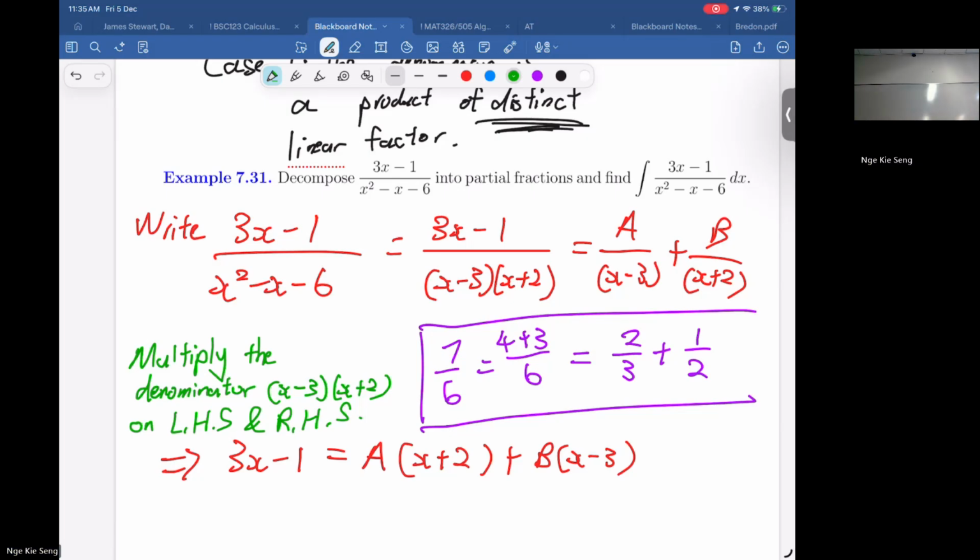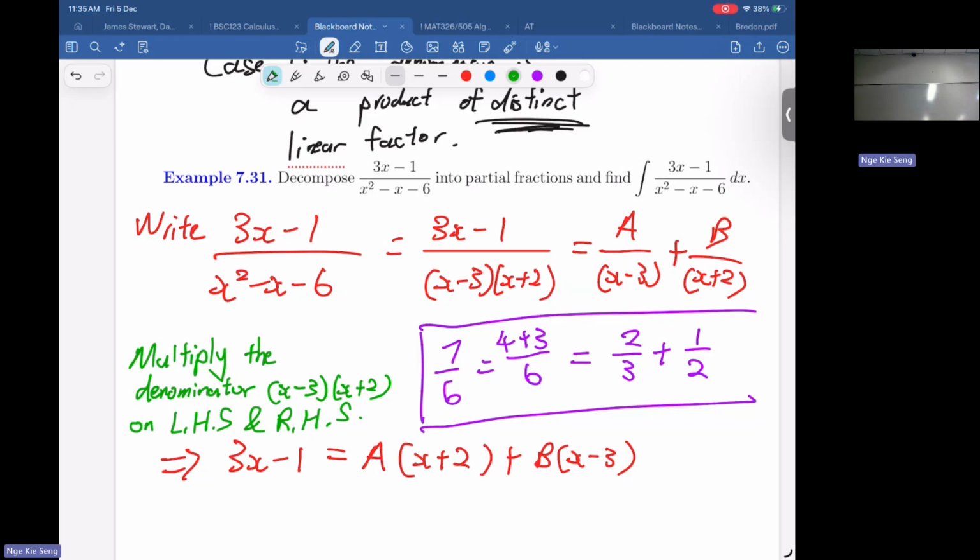Well, what's the root of x plus 2? What's the root of x minus 1? If you substitute the root in, what happens? Okay, if you substitute minus 2, what happens? This term will disappear. You're only left with something in B. So you can find B.